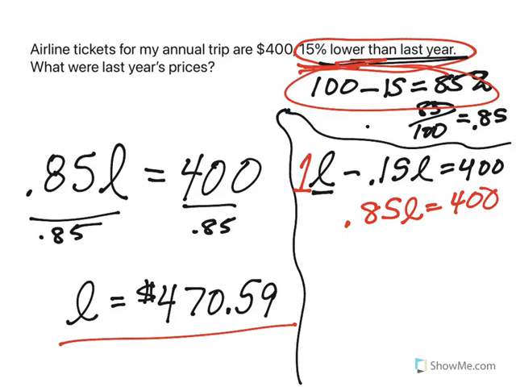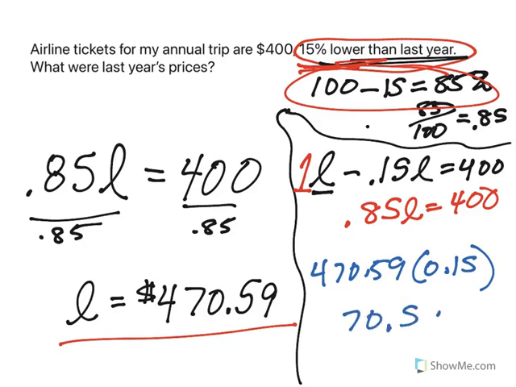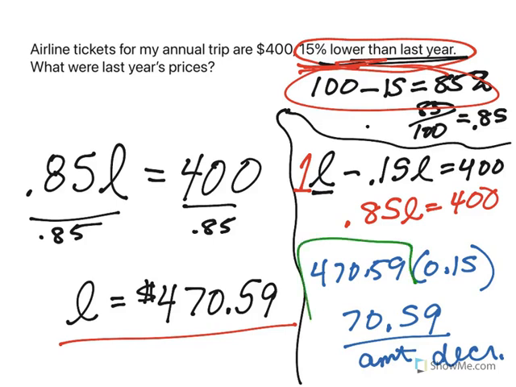And if you want to check your work, you could take 470.59 and multiply by 15%, because that's the decrease. And if we round to the nearest penny, this is the amount of decrease. So if you subtract 470.59 minus 70.59, you would get 400. So that is how you could check your work if you want to make sure it all works.